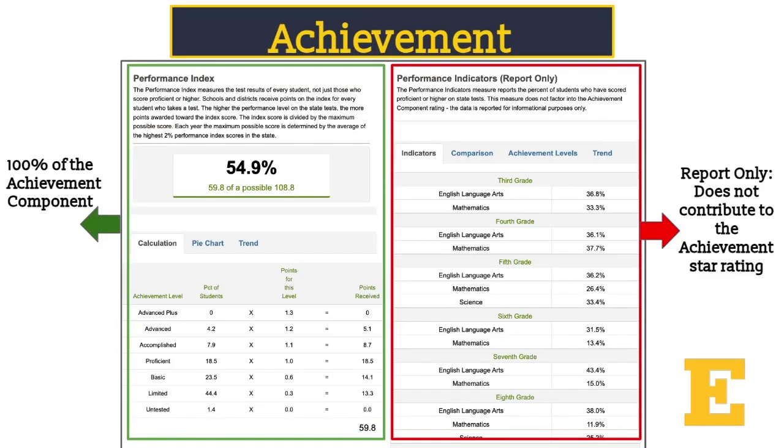So again, this slide is just showing you 100% of the performance index contributes to the achievement component, where the performance indicators are only used for reports. They do not factor into the star rating.